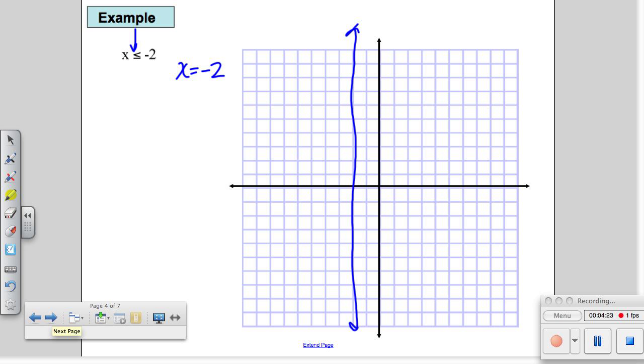Now, you can test a point just like we've been doing. Let's just test 0, 0. Now I'm going to get 0 less than or equal to negative 2. And this is false. So we're going to shade the other way.